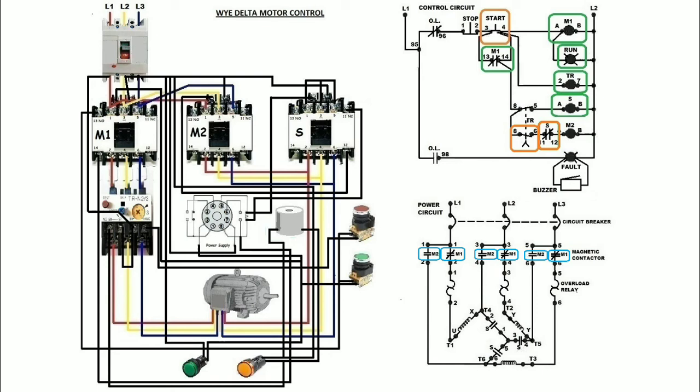Thus, the electric motor starts in Y connection. After a few seconds, depending on the timer relay setting, the normally closed contact of the timer relay will automatically open, which de-energizes the magnetic coil of the S magnetic contactor, then closes again its normally closed auxiliary contact. This closes the normally open contact of the timer relay, then energizes the magnetic coil of M2 magnetic contactor. The electric motor is now running in delta connection.